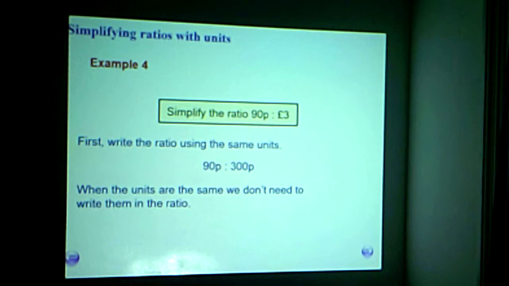We drop the units and therefore have 90 to 300. These are bigger numbers. If it's possible to reduce them, we do that. We divide by 30. 90 divided by 30 is 3, 300 divided by 30, you get 10. So 3 to 10. We could have done it in stages, maybe divide by 10 first and so on. But as you practice, you know the easier or the fastest way for you to do this.